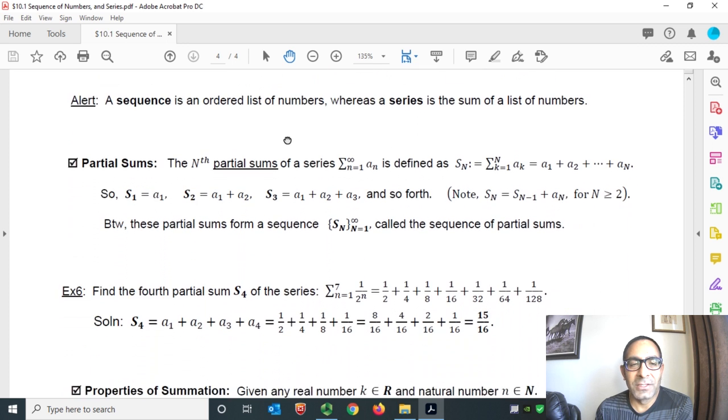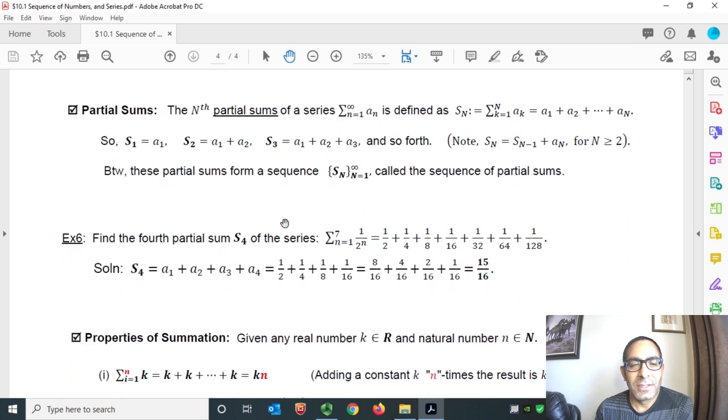Next, let's talk about partial sums. The nth partial sum of a series, where the series is given by the summation of a_n from 1 to infinity, is defined as S_N equals the summation of a_k. These a_k's are the terms of this series, and the summation starts from k equals 1 and ends at capital N, which is the same as S_N here.